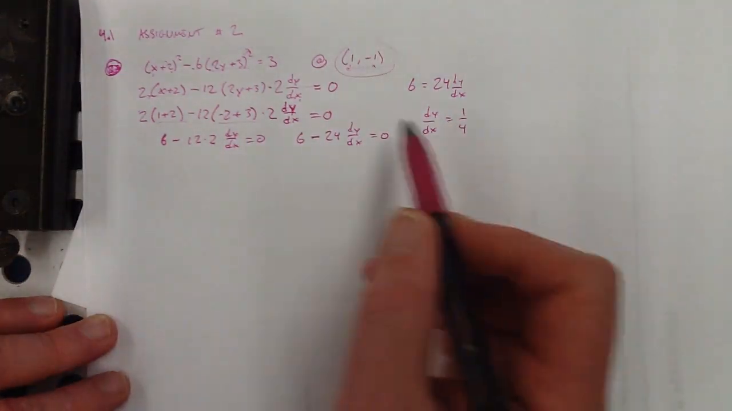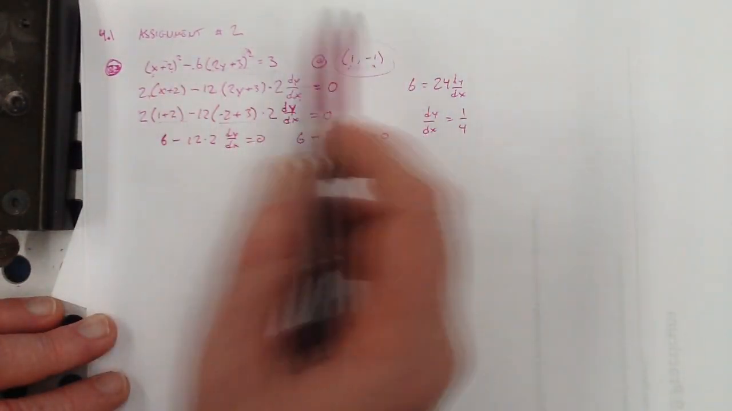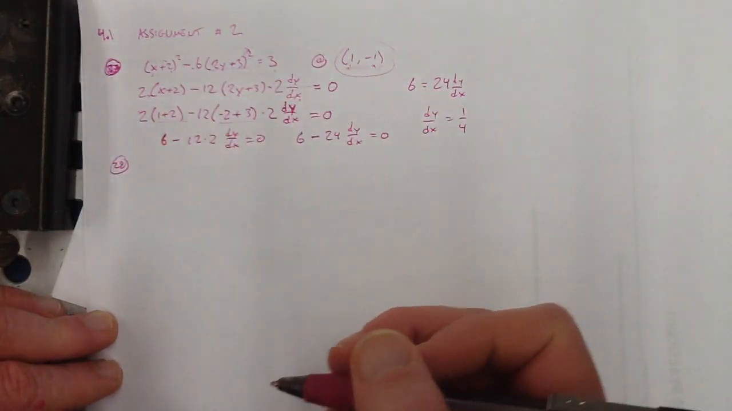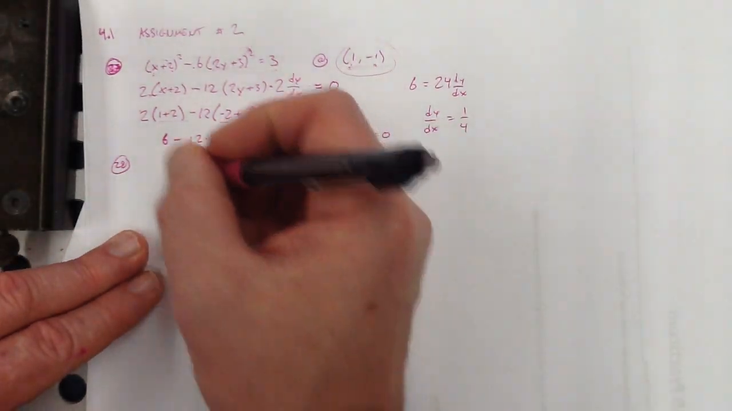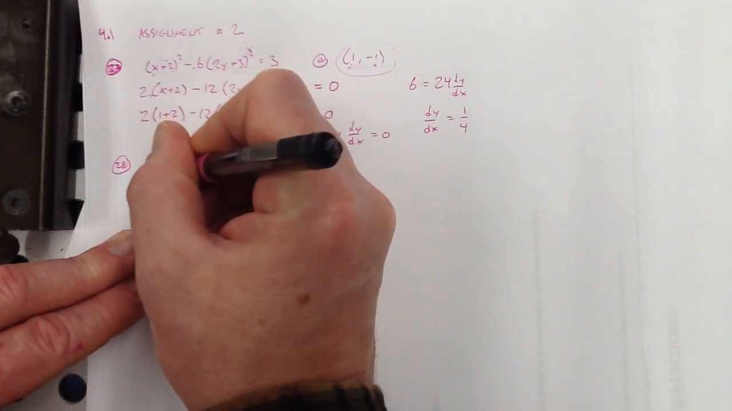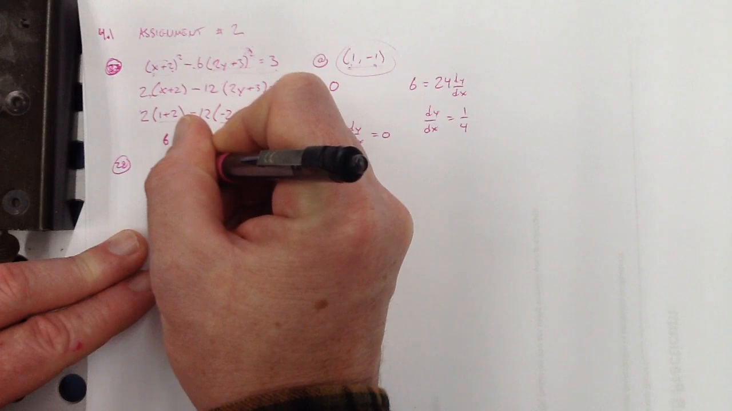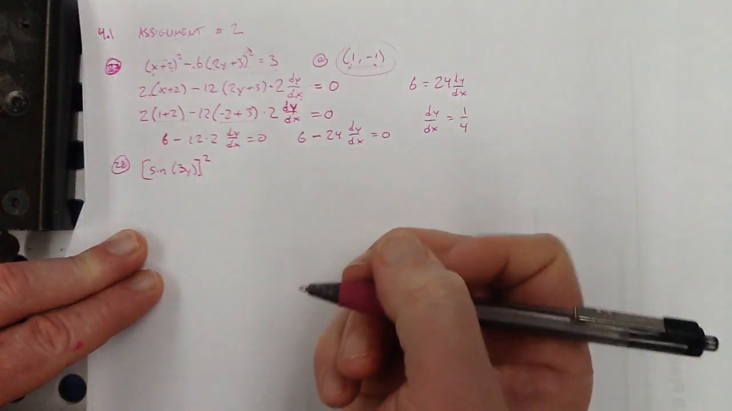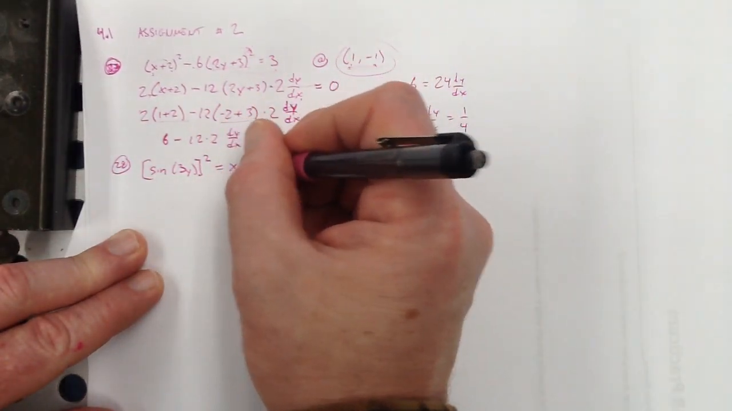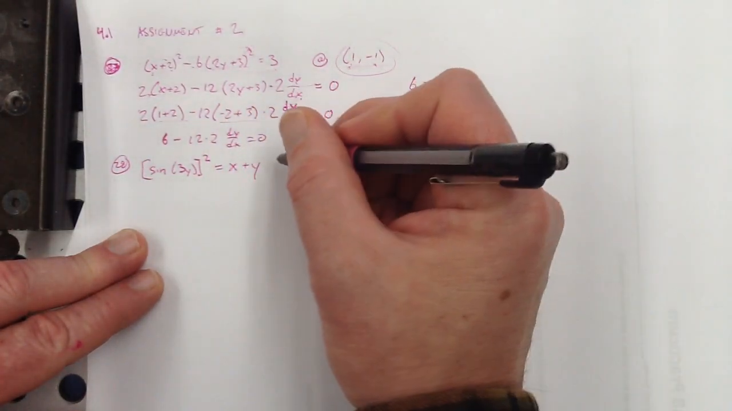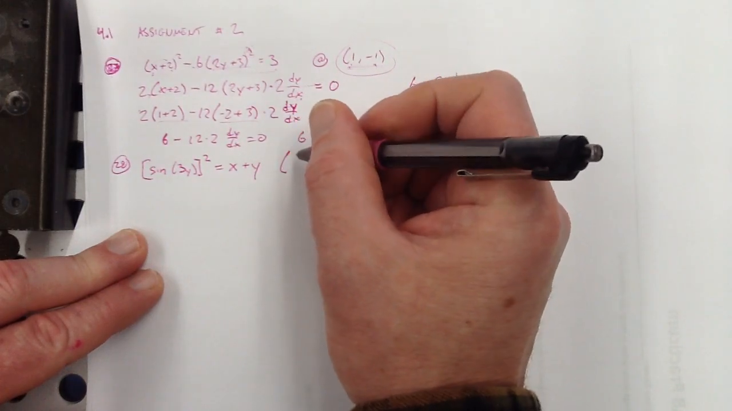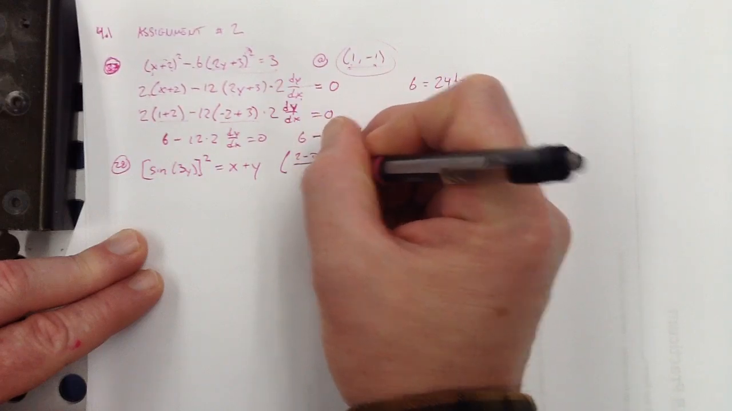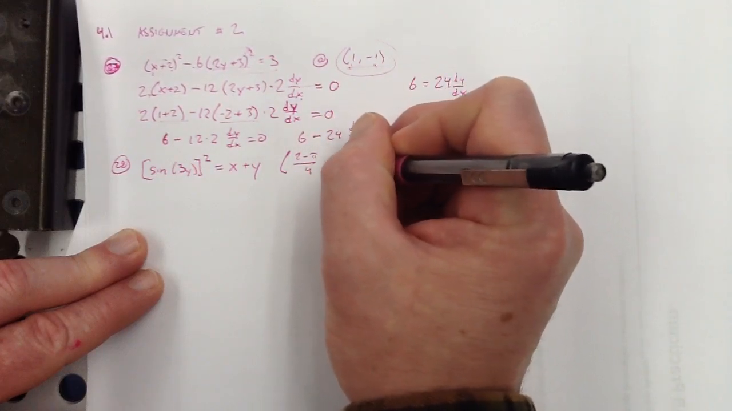All right, we just found the slope of this curve at this point. Cool. 28. Same thing, except this time I've got sine squared. I don't like that sine squared notation, so I'm going to rewrite that. That means this, right? Equals x plus y. And we're finding this at the point 2, (minus pi over 4, comma, pi over 4).